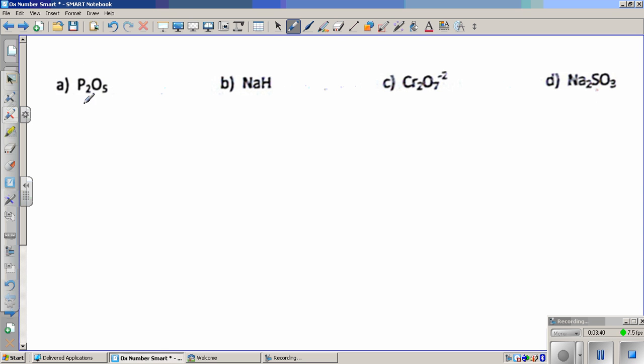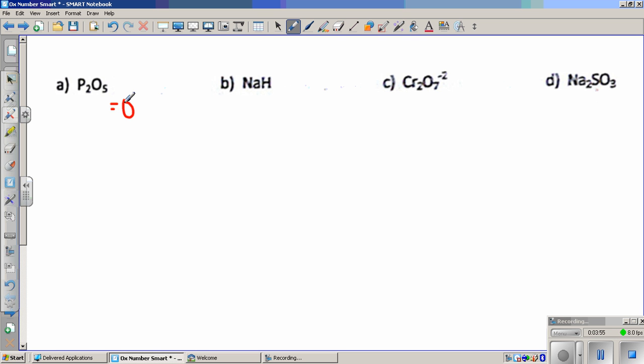So for A here, first of all, identify what the overall charge is going to be. This is a neutral compound. See how there's no charge up here? So I know that all of my oxidation numbers are going to add up to be 0. Okay, I can tell that right off the bat. Next, I'm going to look for my order.